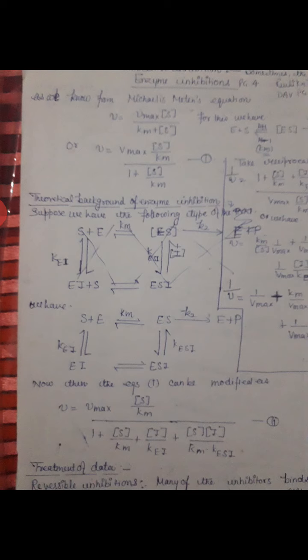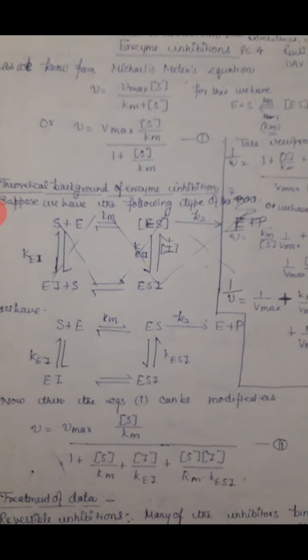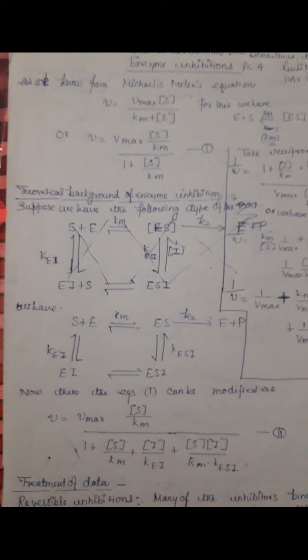From the first equation, we have seen that the substrate interacts with the enzyme through a constant Km, the Michaelis-Menten constant, giving you a complex of the substrate and the enzyme. Then there is the second constant, k2, which we also call Kcat, leading to the formation of E plus P, the product.